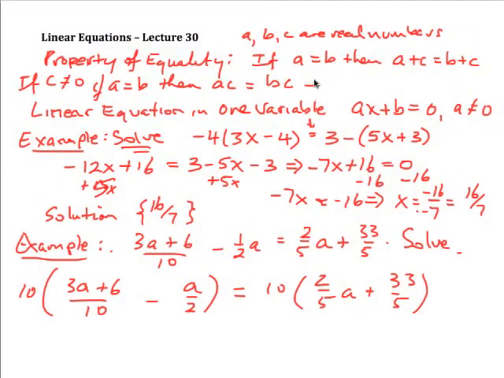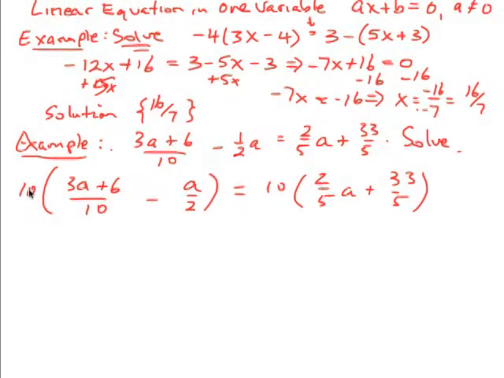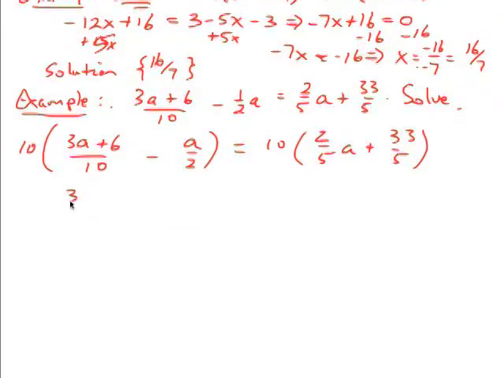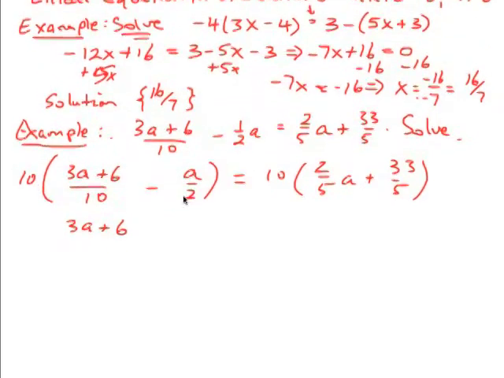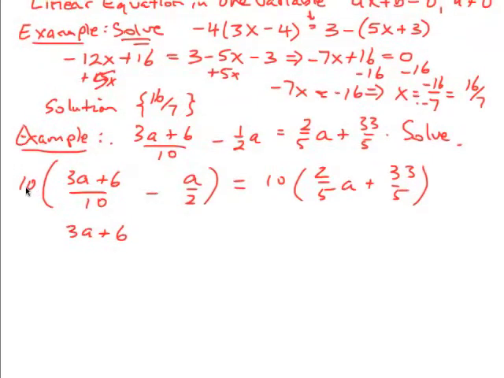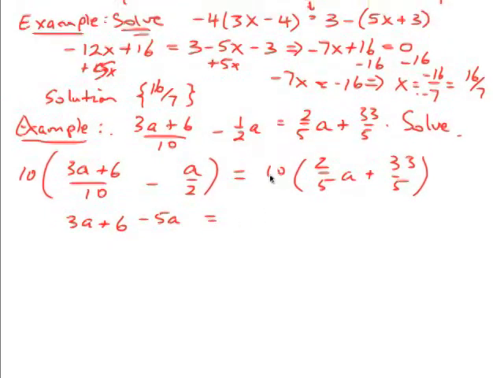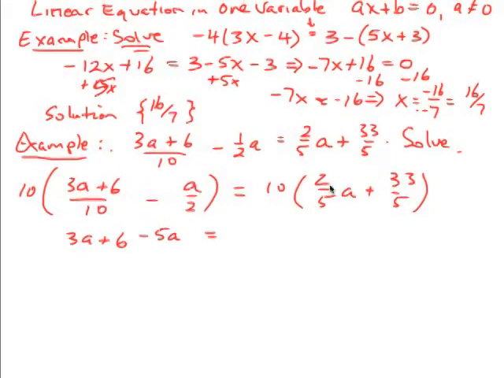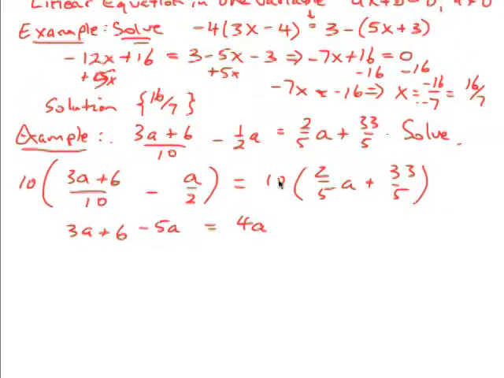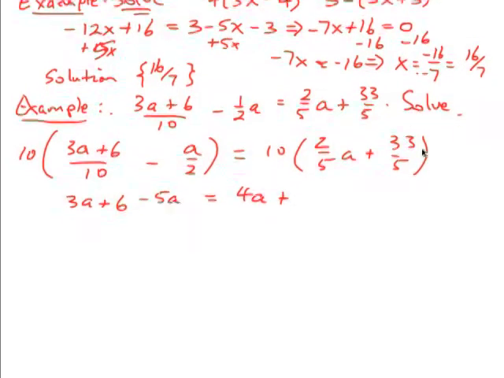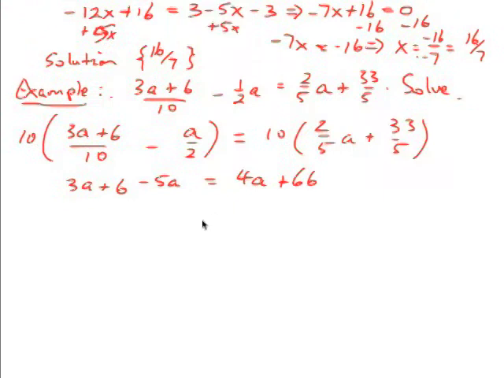Notice we're using this particular equality rule here. When I multiply by 10, 10 divided by 10 is 1, so I really just end up with this. Notice it gets rid of the denominator. When I multiply here, 2 goes into 10 five times, so I'll end up with 5a here. Here, 5 goes into 10 twice, so I'm going to have 2 times 2a, which is 4a. And here, 5 goes into 10 twice again, so it's going to be 2 times 33, which would be 66.